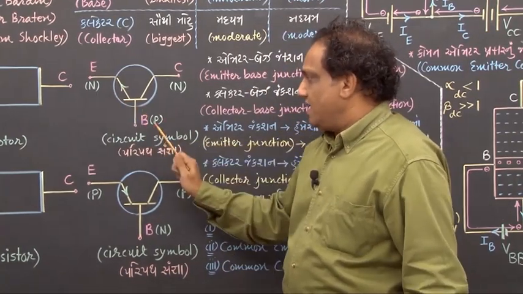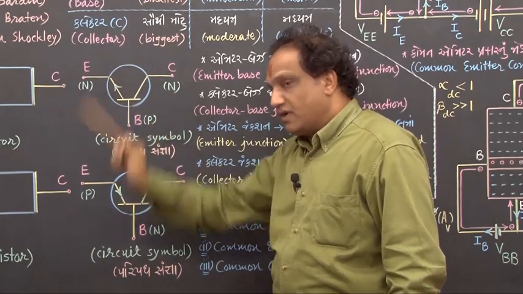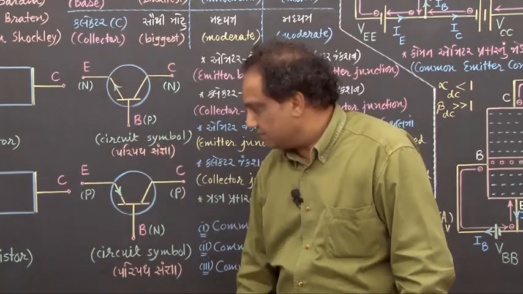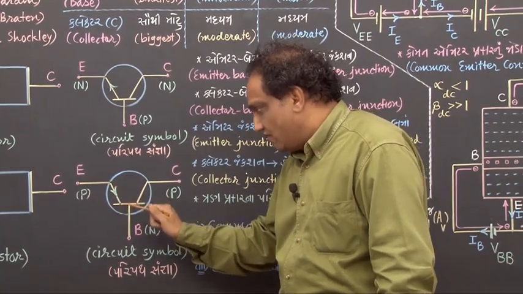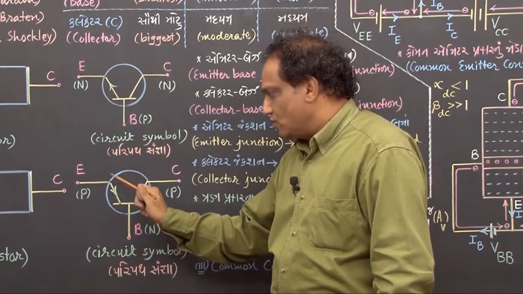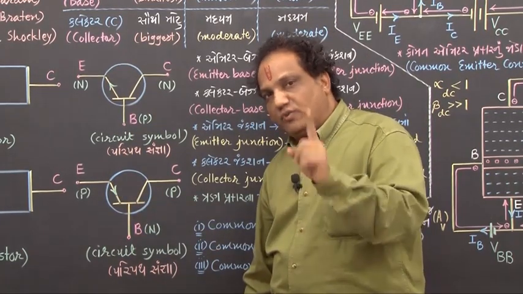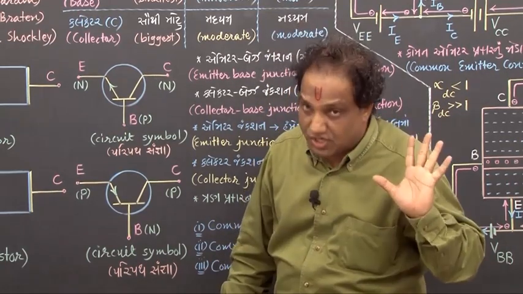In case of NPN transistor, that arrow is shown outward. And in case of PNP transistor, that arrow is shown inward. This arrow is shown outward and this arrow is shown inward. Actually, it is to be shown in the direction of flow of electric current in the emitter base junction.